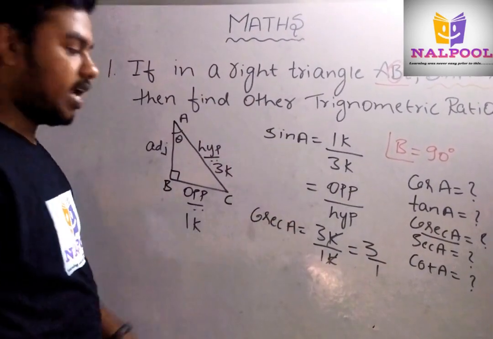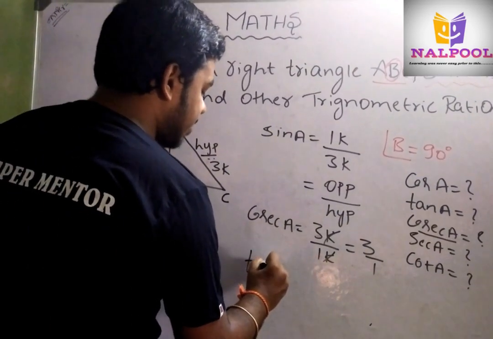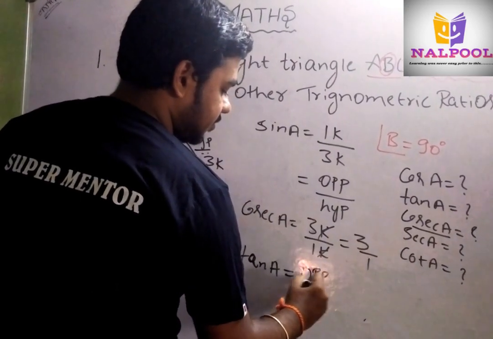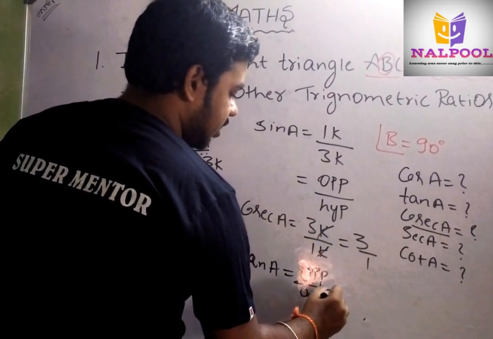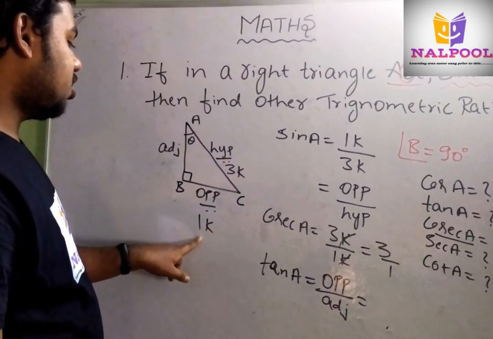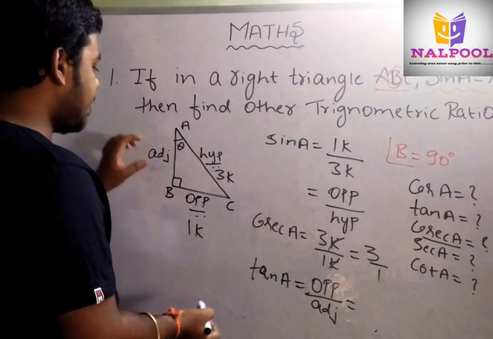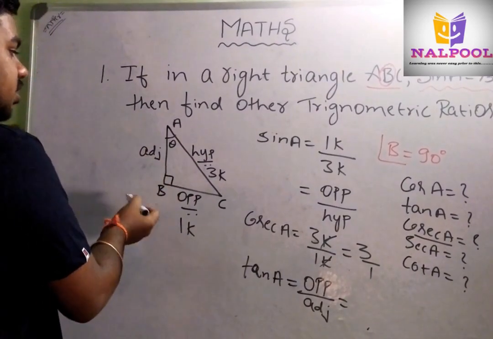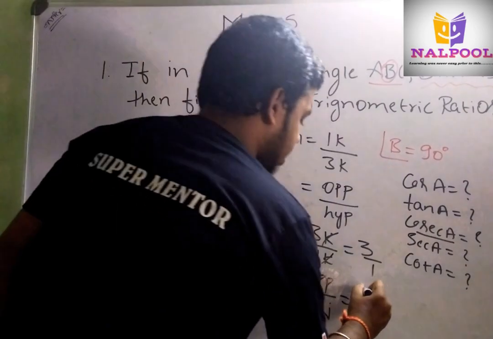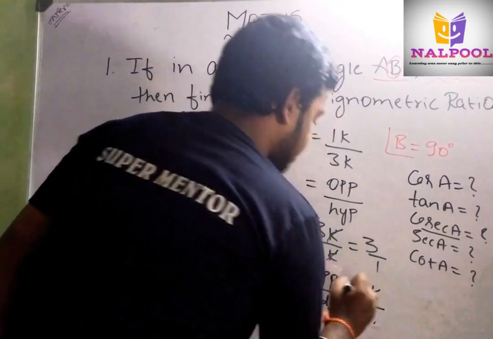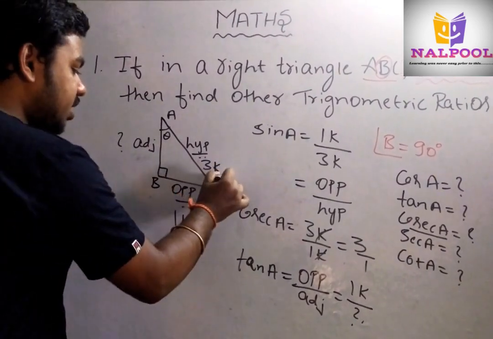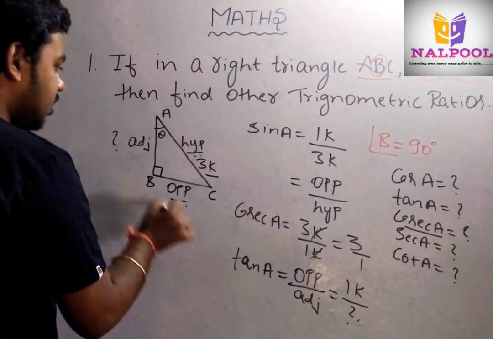Next, tan A. Tan A is defined by which ratio? Opposite by adjacent. Here, opposite is which one? BC. The value of BC is 1k. 1k by adjacent, the value is how much? We don't know, no? Opposite is 1k. We don't know the adjacent side value. How to find this value? AB. They have given the hypotenuse value and the opposite value. How to find this one?